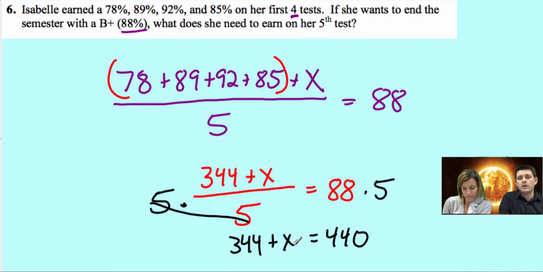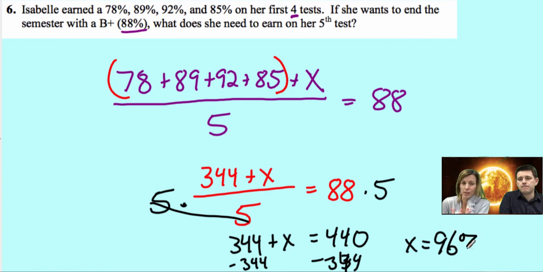Now we want to get x by itself. We want to undo the addition, so we're going to subtract away the 344. 440 minus 344, so x is going to be equal to 96. And we need to make sure our answer is actually a percentage that would make sense on the test. And 96 is pretty reasonable. So she'd have to make very few mistakes on that 5th test to get herself an 88.